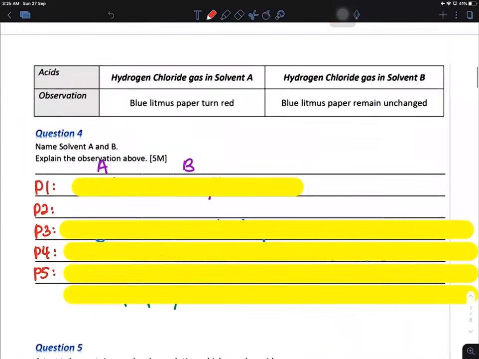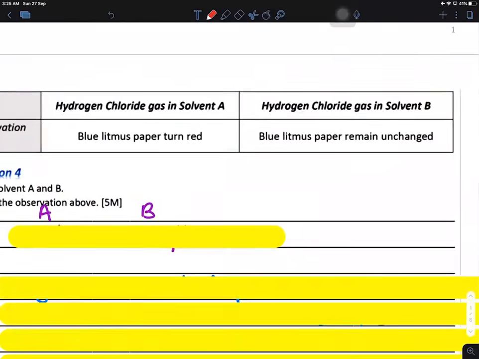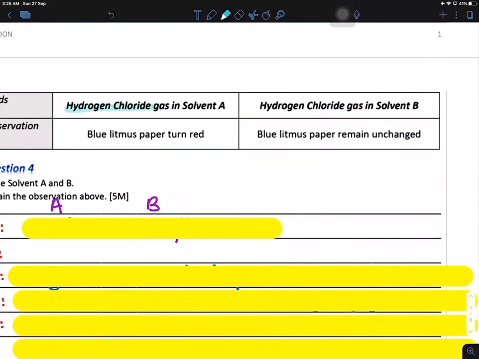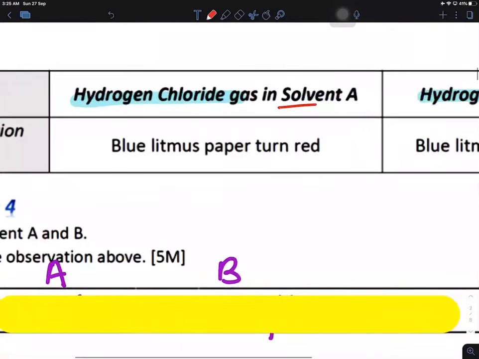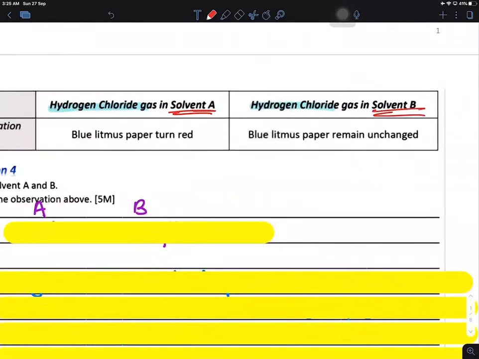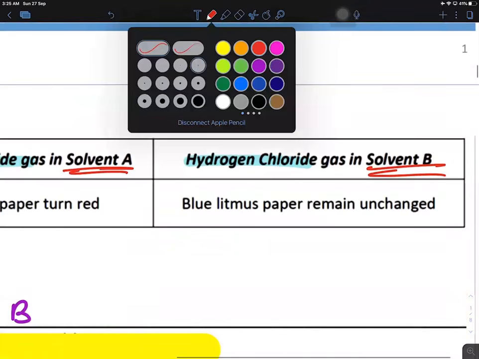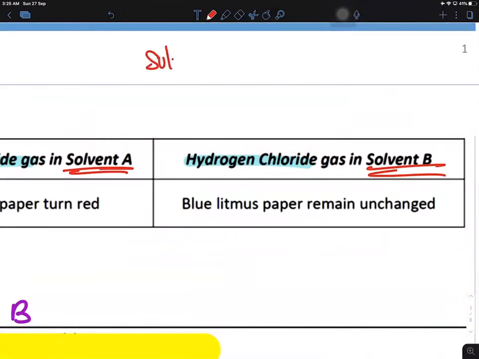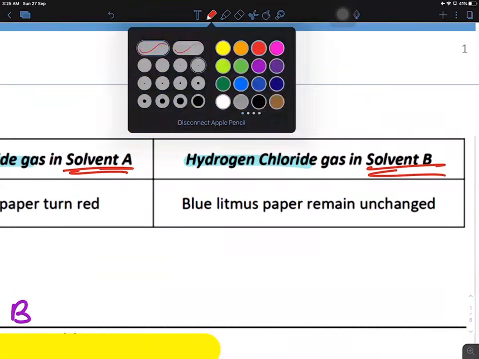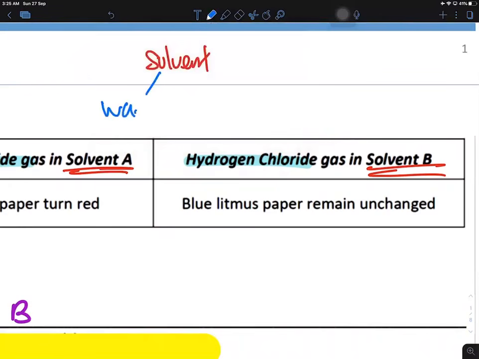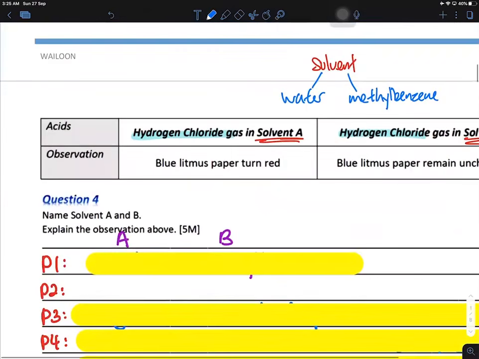Next question. So when you see the question, they give you something like this: hydrogen chloride gas into solvent A and solvent B. When you see the word solvent, your answer will always be either water or one example of organic solvent. Let's say my favorite is methylbenzene. So when I see solvent, my answer must be water or methylbenzene. Now they ask me, name solvent A and B.